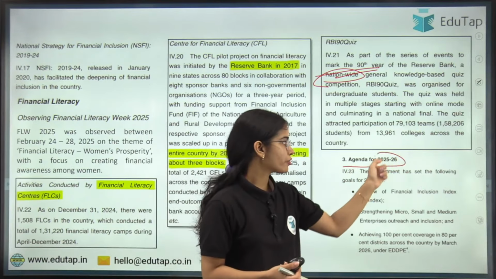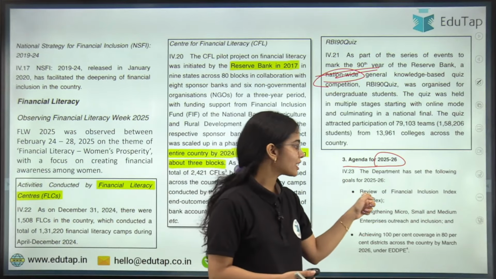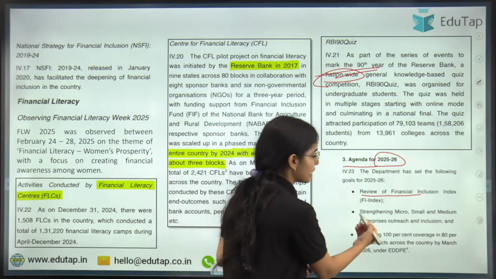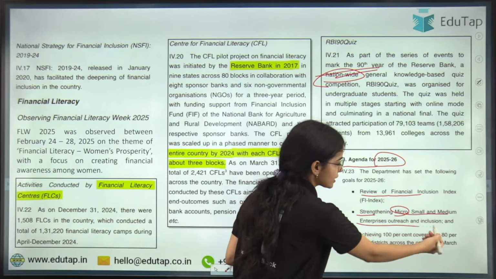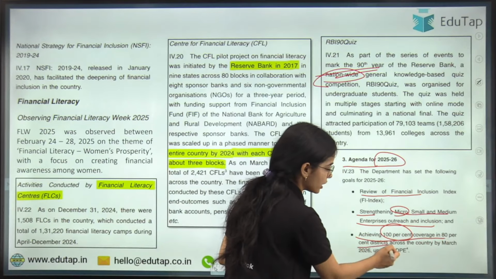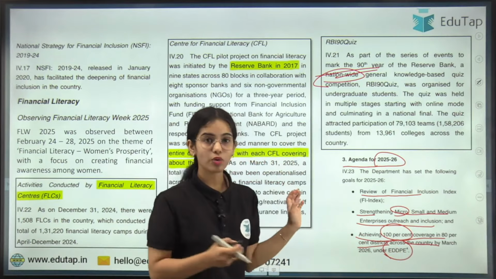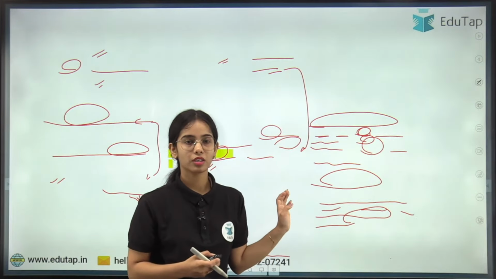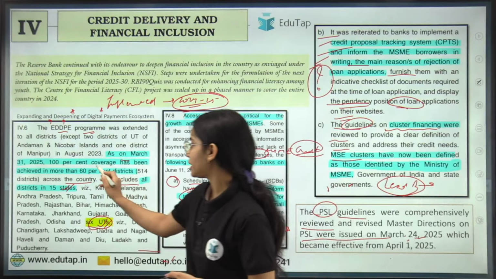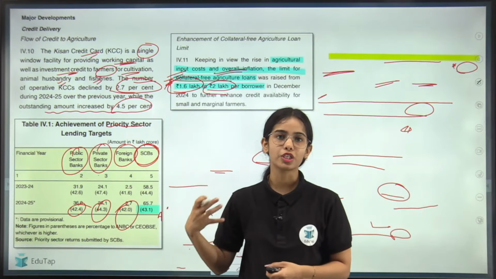Now, the agenda for 2025-26, that is for this financial year. The RBI is going to review the financial inclusion index, strengthen micro, small, and medium enterprises outreach and inclusion, and achieve 100% coverage in 80% of districts across the country under the EDTPE. Right now, 60% has been achieved. It is targeted that in this coming financial year, we are going to achieve 80%.